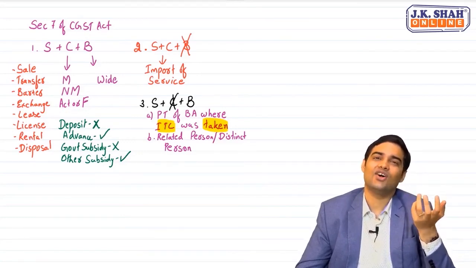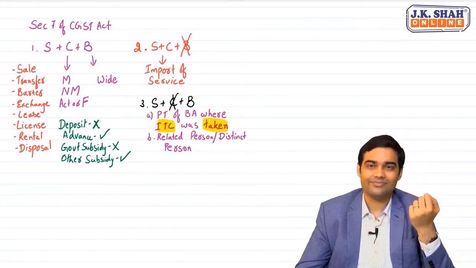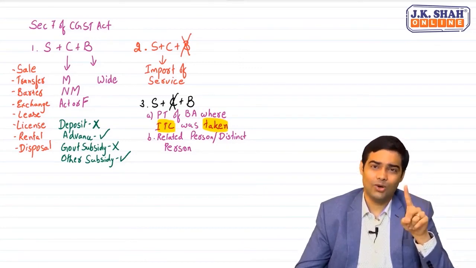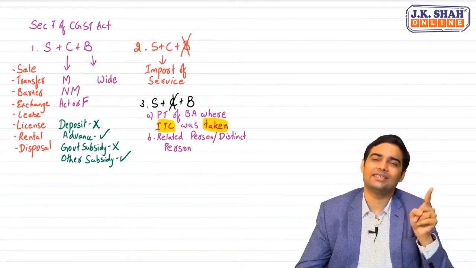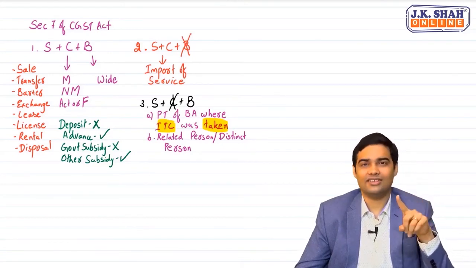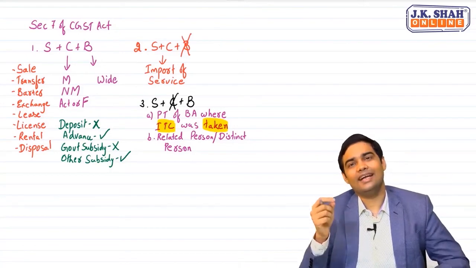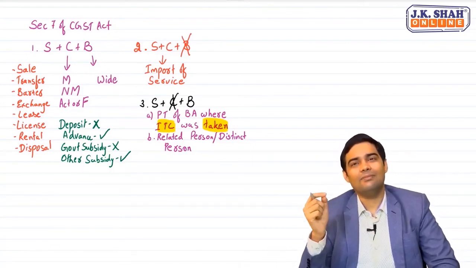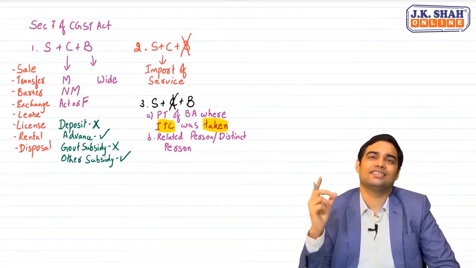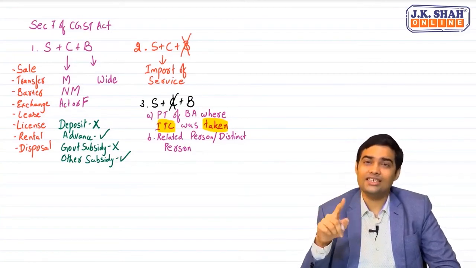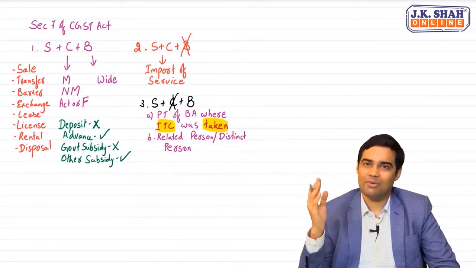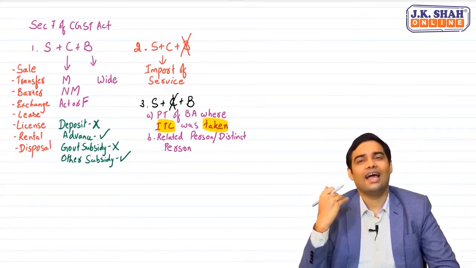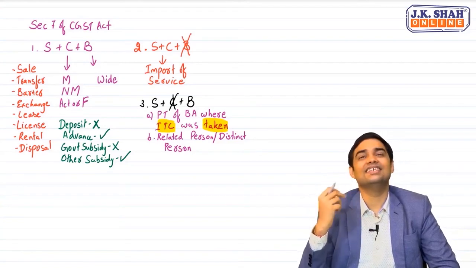And finally the law talks about family. Family would cover spouse plus children, plus dependent grandparents, parents, brother, sister. Remember one thing, the law uses dependent grandparents, dependent parents, dependent brother, sister. But spouse and children are always related, whether dependent or independent. Never forget this.